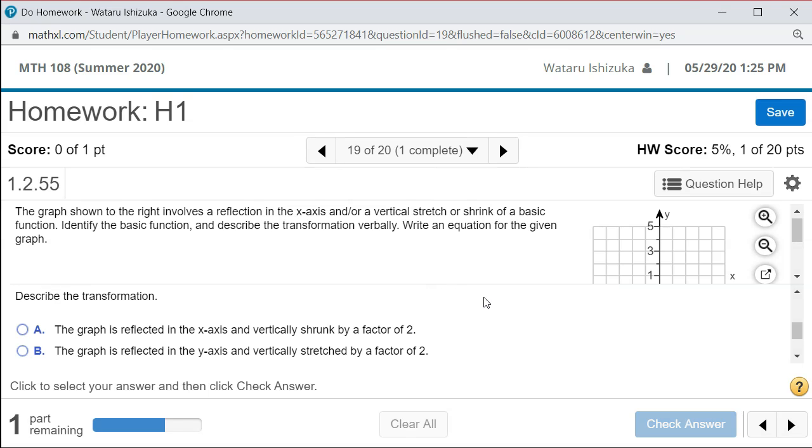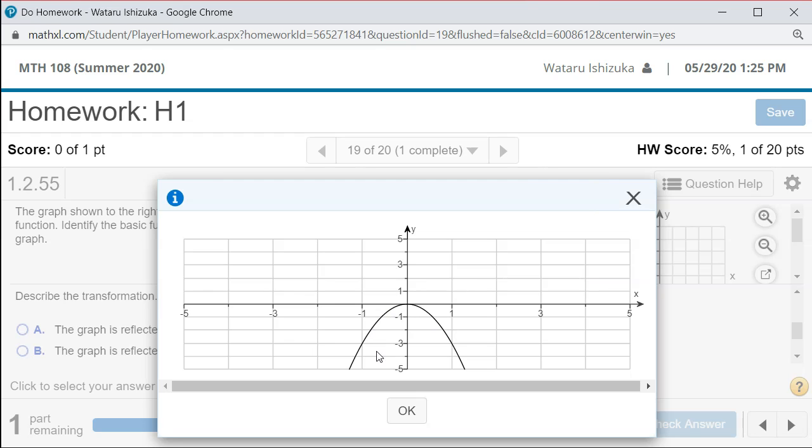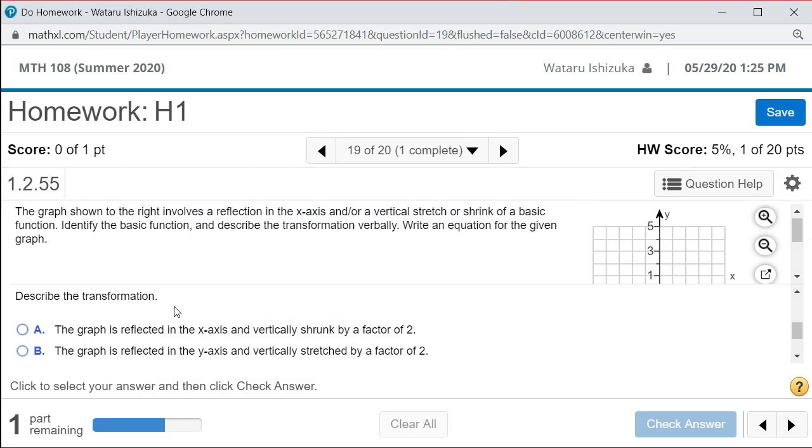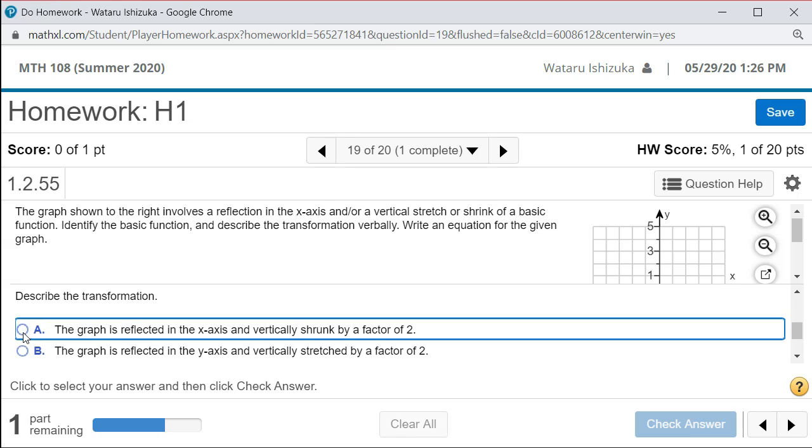Next part, describe the transformation. If you look at it, since it's upside down, there is definitely going to be a reflection. Let me read the question. A graph is reflected in the x-axis, and not the y-axis, right? It's reflected about the x-axis. So it's got to be A. I have to check. It's vertically shrunk by a factor of 2.